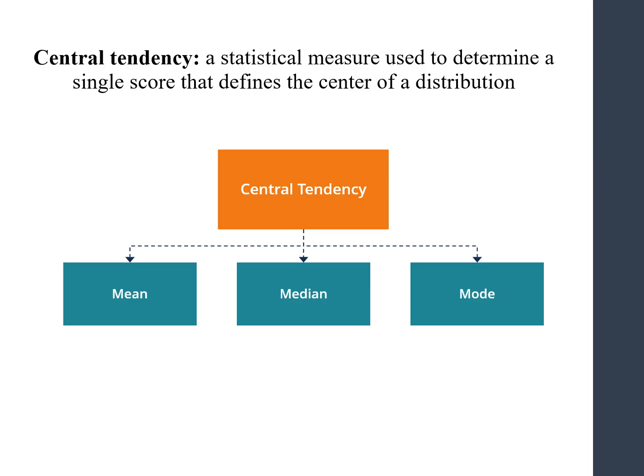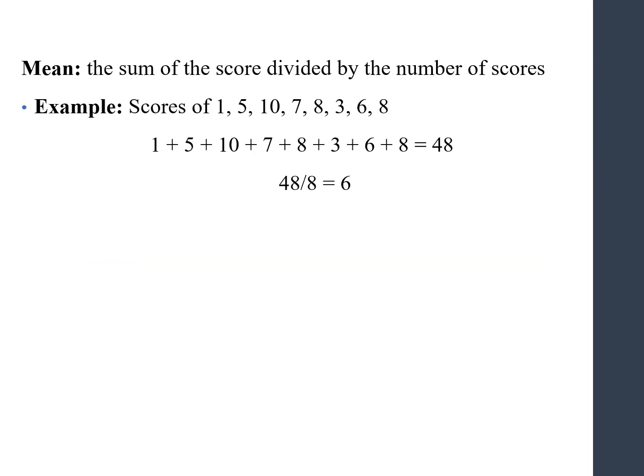Hi everyone, and welcome to the Chapter 3 lecture on central tendency. Central tendency is a statistical measure used to determine a single score that defines the center of a distribution. We have three measures of central tendency: mean, median, and mode, and we'll talk about each of these individually.